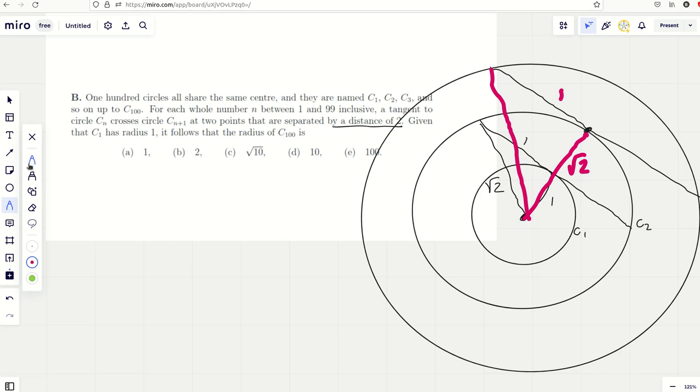Let's have a look at the sequence we're building up here. C1 has a radius of 1. C2 has a radius of root 2. C3 has a radius of that squared plus that squared, square rooted, that's root 3. I'm sure you can see now C4 is going to be root 4. In other words, if we put a root on this one, the pattern's nice, and therefore C100 is going to be just root 100, and so the answer is 10.